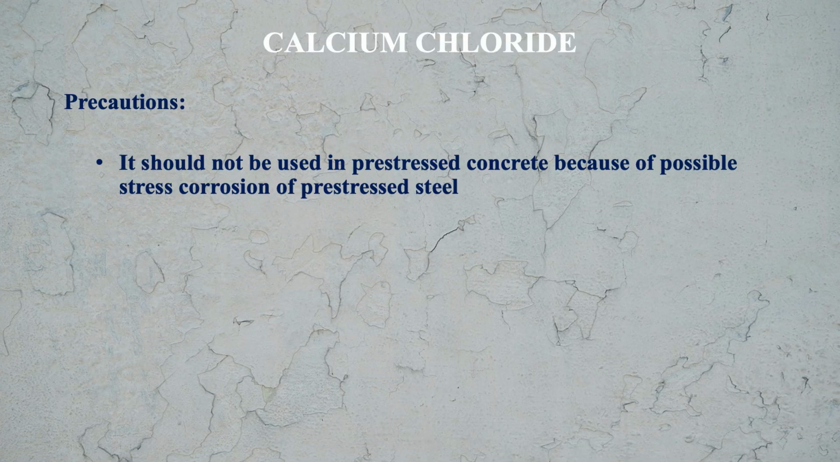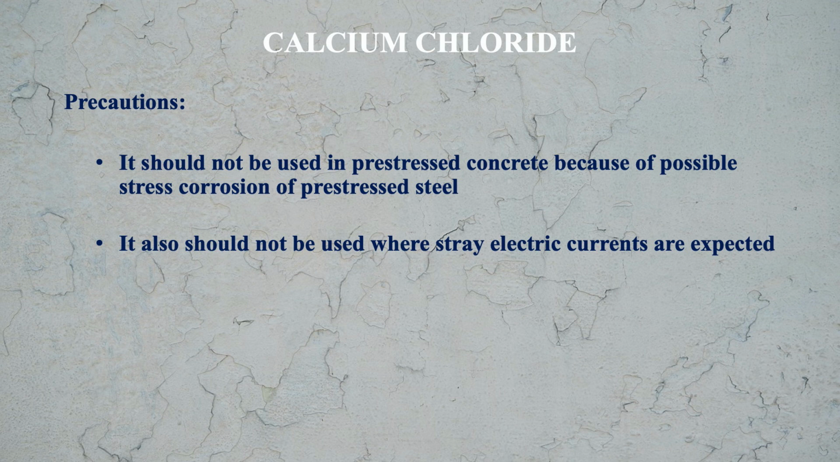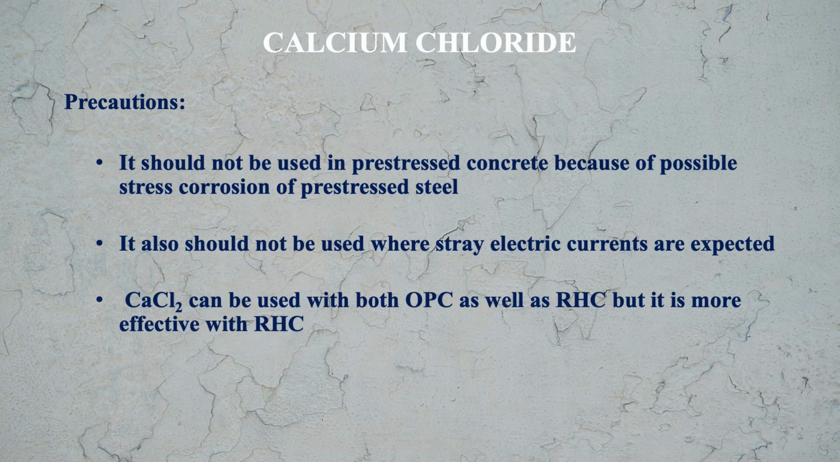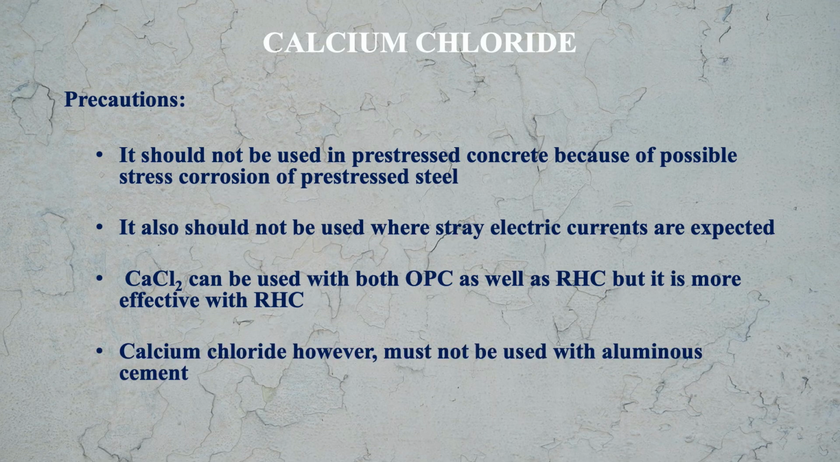Now let us see what precautions we should take while using the calcium chloride. It should not be used in pre-stress concrete because of possible stress corrosion of pre-stress steel. It also should not be used where stray electric currents are expected. Also, calcium chloride can be used with both ordinary Portland cement as well as rapid hardening cement, but it is more effective with rapid hardening cement. Calcium chloride, however, must not be used with aluminous cement.